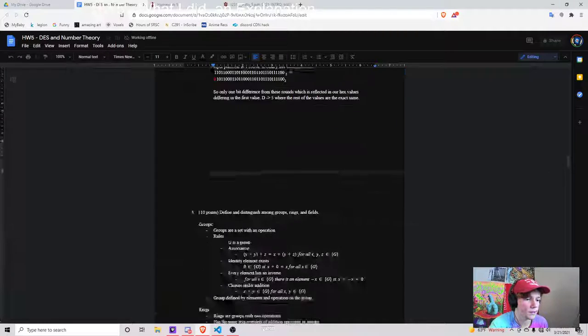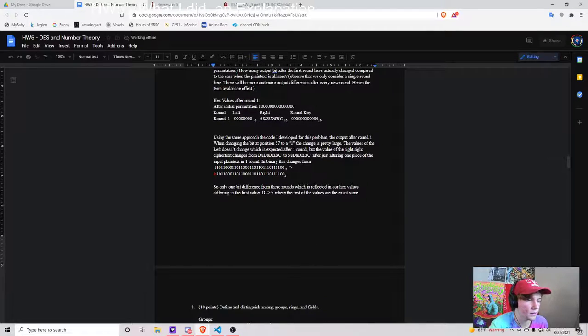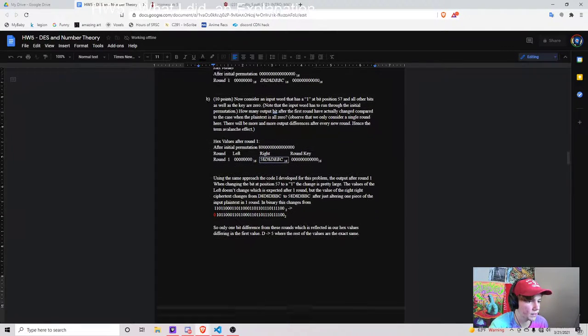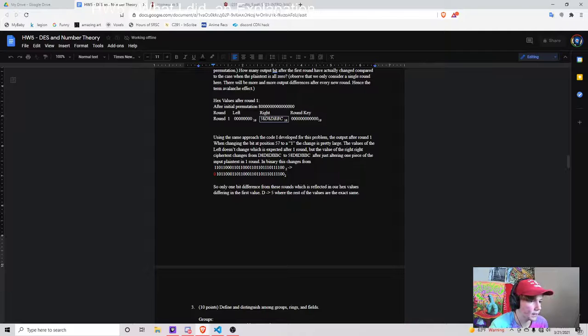Okay, so moving on to part B. It's pretty much the same process, but the only difference is there is a 1 somewhere. So when you change it to the 57th bit, ultimately the left will still be the same, but the right will change by 1 value. So it'll go from a 5 to what originally was a D. It's kind of funny how that works.